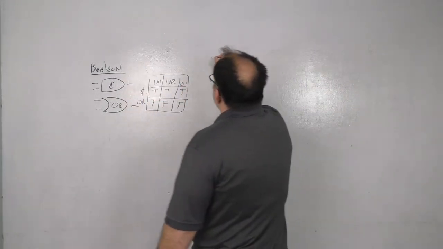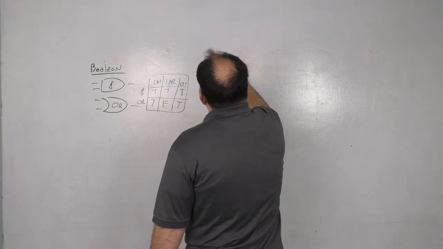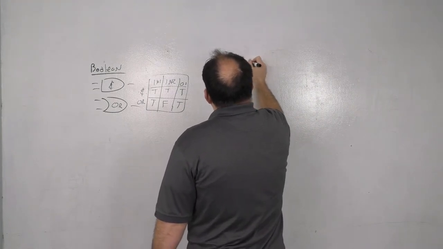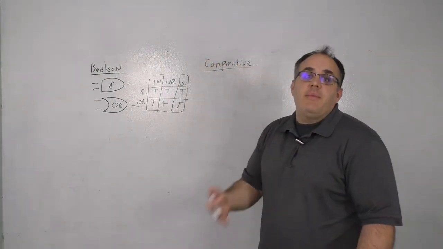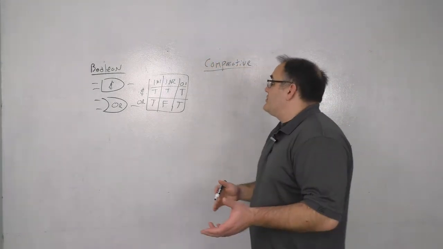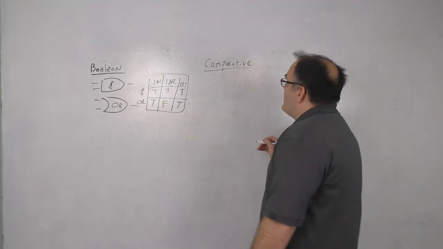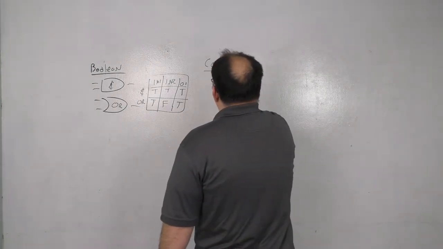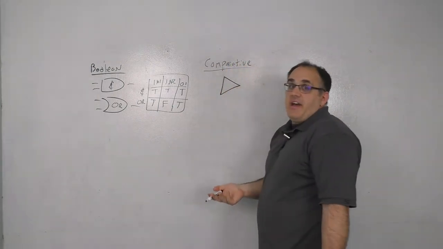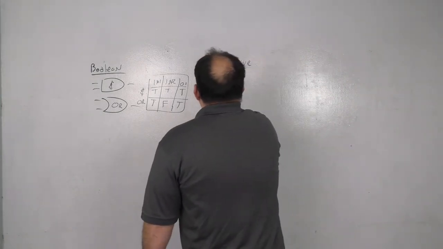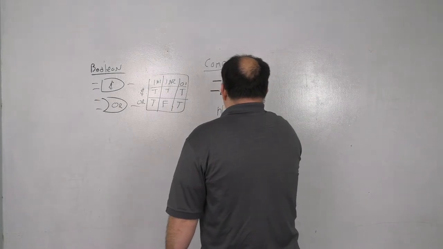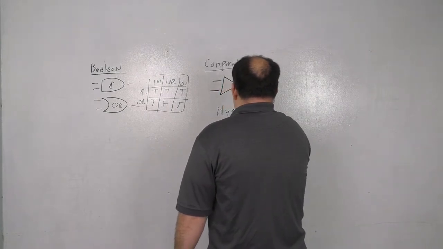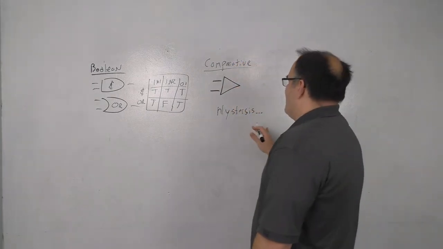Now, let's focus in on comparative. Comparative, which I cannot spell. I'm not known for my spelling abilities. So if you're coming here for reading, you're going to be sorely disappointed. But comparators are where you compare two values. They're often signified by a triangle. Okay. There's a fancy type of comparator called hysteresis.